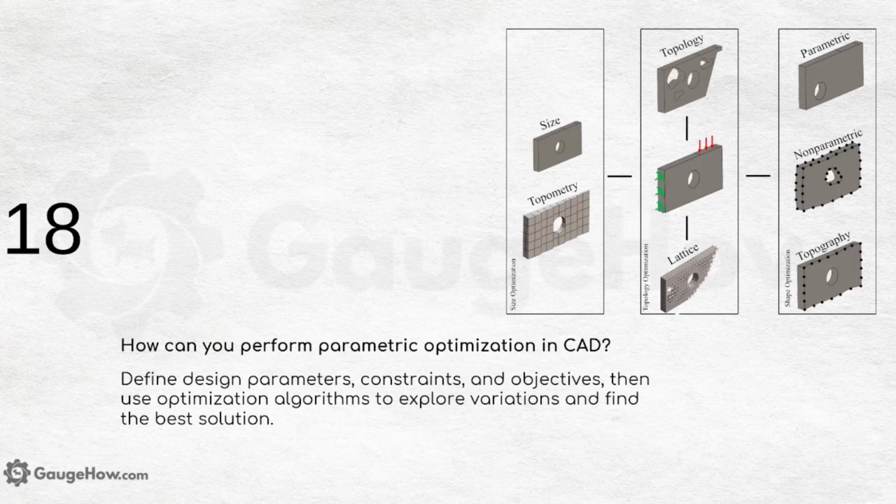How can you perform parametric optimization in CAD? Define design parameters, constraints, and objectives, then use optimization algorithms to explore variations and find the best solution. When you find the best solution, you can perform parametric optimization in CAD.